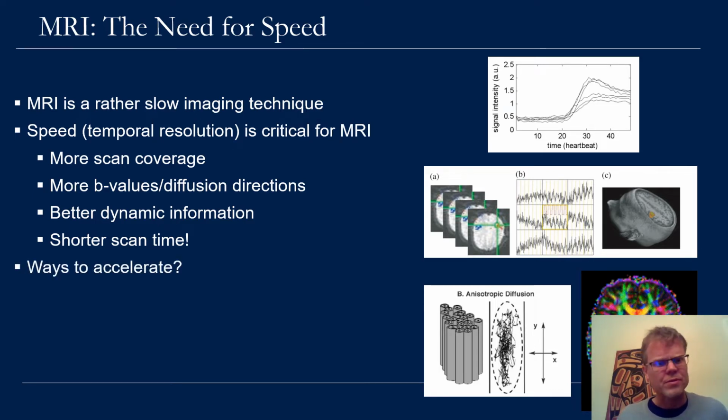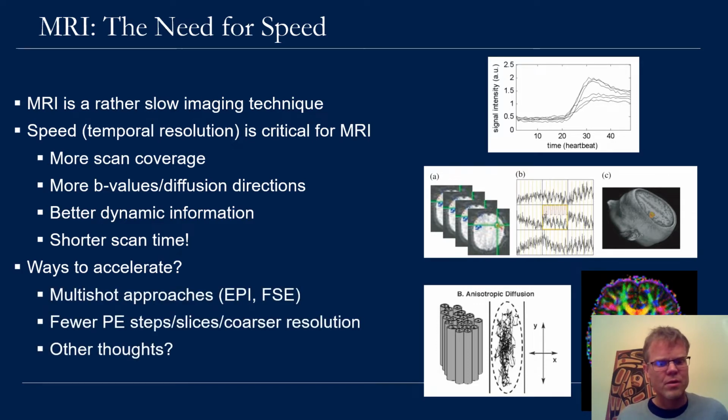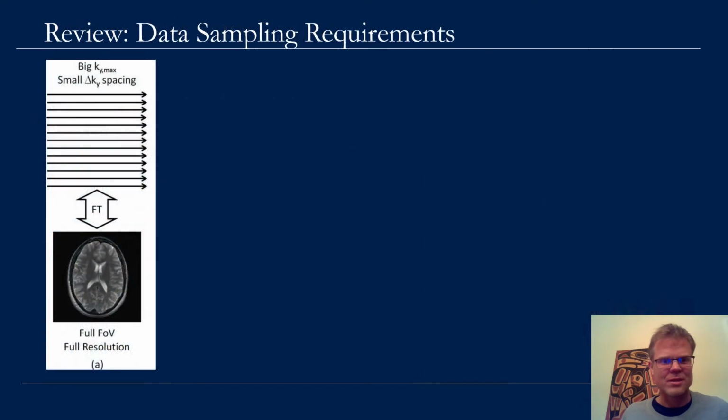So what are the different options or ways we have for acceleration? Well, we've talked about a few of these. There are so-called multi-shot approaches, such as echo planar imaging or EPI, or fast spin echo, where we acquire multiple phase encoding lines per excitation pulse. We can also reduce the phase encoding steps, although the resolution suffers. Can you think of any other ideas? The title of this lecture is going to be one of those other ideas.